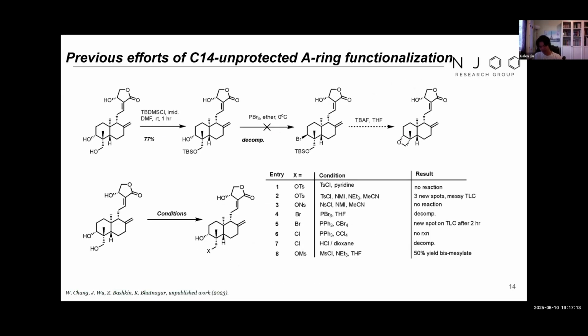As I mentioned earlier, our attempts involved functionalization of the A-ring at the C3 position. So our initial attempts started with protection of the C19 alcohol with a silyl ether group. Here is the TBS group. And then we used very harsh conditions such as PBr3 in order to functionalize the position and invert the stereochemistry so that there would be the correct trajectory for closing the ring. However, most of these conditions proved to be far too harsh for the substrate and led to decomposition.